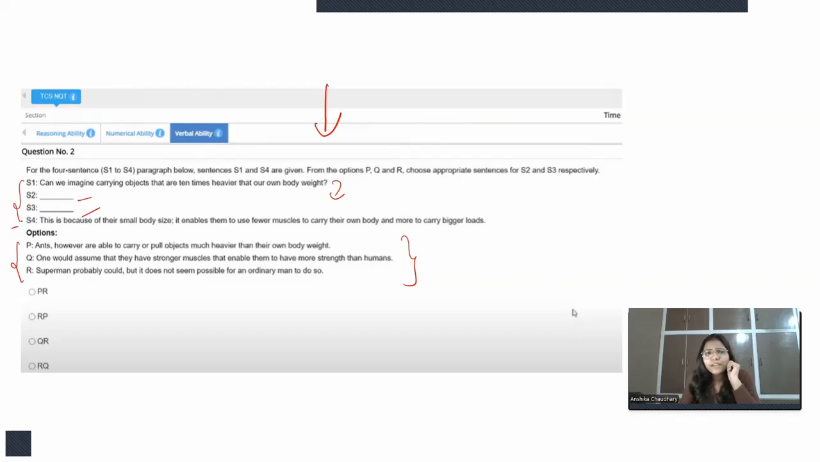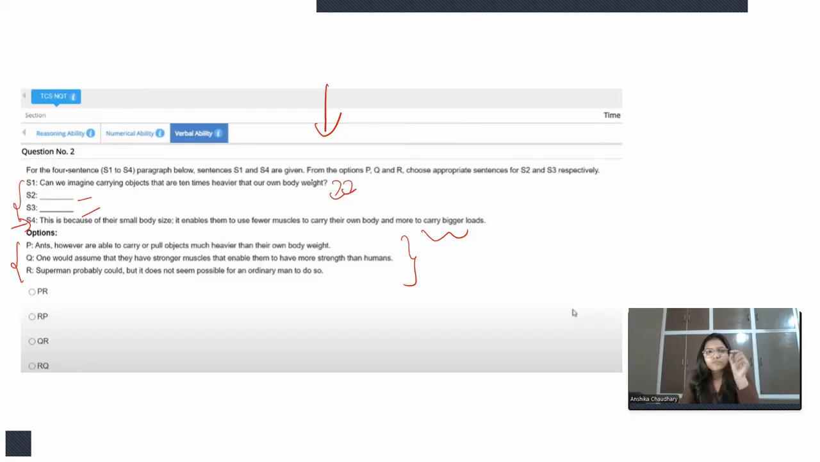Now, if we come to the last part, S4, this is because of their small body size, it enables them to use fewer muscles to carry their own body and more to carry bigger loads. So in that fourth statement, we can see that we are talking about a particular entity or a set of entities who are capable of doing so. Doing what? Carrying bigger loads relative to their body weight, right? So there must be some entity or entity set who is capable of doing so. That means we need to give an example of that entity set, right?